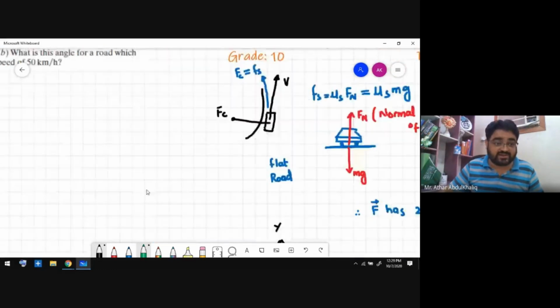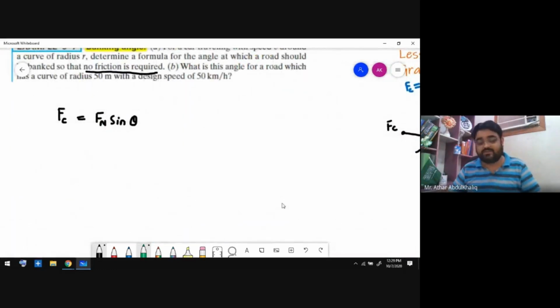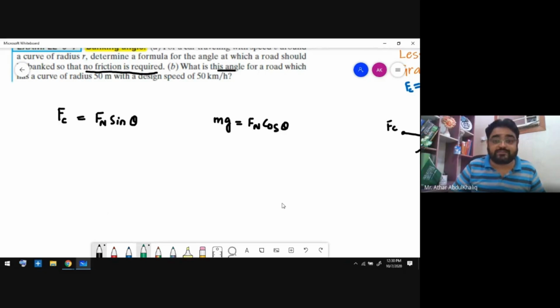What was the second relation? The second relation here was that mg is equal to Fn cosine theta. Now they are asking us to find the angle. Let me try to find the angle. This is our first relation. In this relation, we need to find theta.